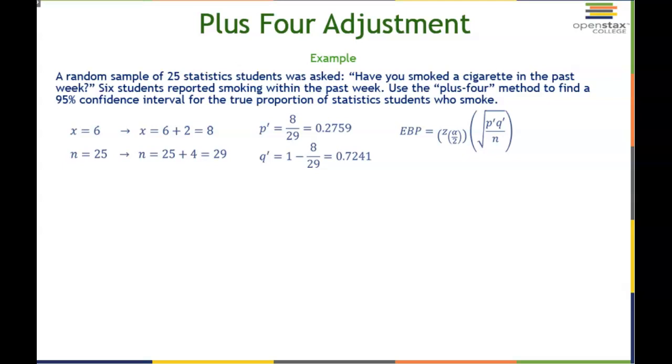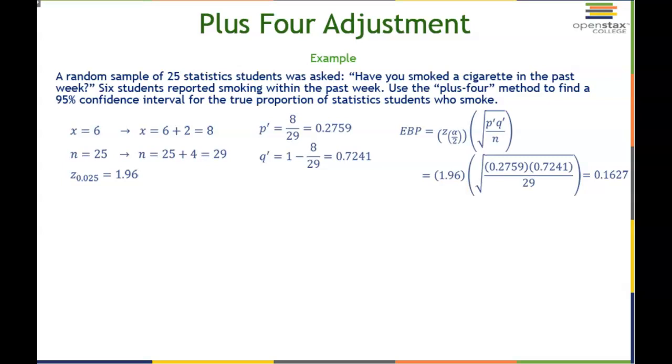Now we need to calculate our error. Our error is calculated as our z-score times the square root of P prime times Q prime all over N. The z is one of the common confidence intervals at 95%, so 1.96. So let's throw all these values in. 1.96 times the square root of 0.2759 times 0.7241, all divided by 29, and that equals 0.1627. That's our error.